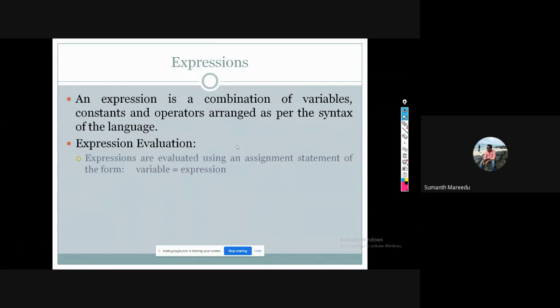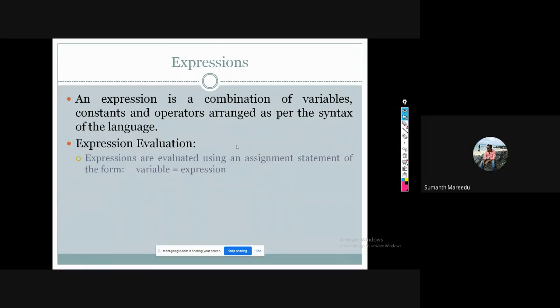Expressions. So what is this expression? We'll see what is an expression, what types of expressions there are, and how to evaluate these expressions. We'll see all these things now. So first of all, we'll see what is an expression.